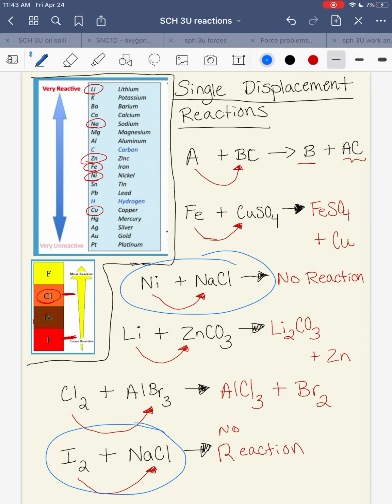The only thing you should always double check and make sure that you do, even with single displacement reactions, is once you've got the reaction, you should think about balancing it out, just to make sure that you have a now balanced chemical reaction.